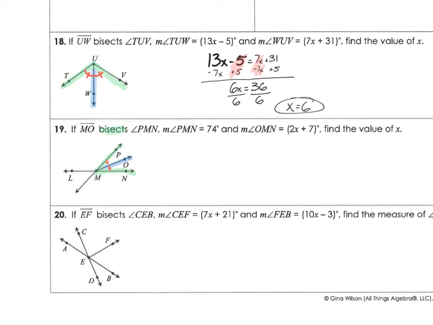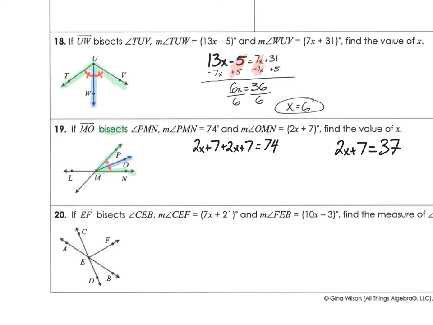Right. So you could do it one of two ways. You could do 2x plus 7 plus 2x plus 7 equals 74, right? Or, because we know it cuts it directly in half, you could do 2x plus 7 equals what's half of 74? It would be 37. Yep. So you could do it either one of those ways. So which way do you want to work with? The one on the left or the one on the right?